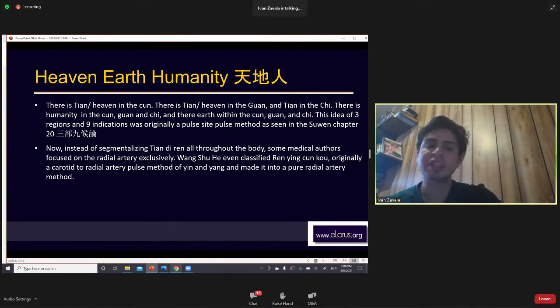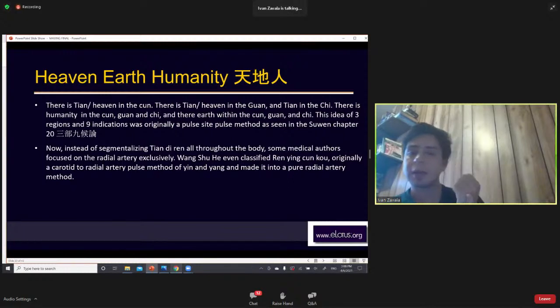This idea of 3 regions and 9 indications was originally a pulse site method as seen in Suwen chapter 20. What I mean by this, Tian, heaven, in the Chun, in the Guan, and Chi, is that there is heaven influence in each one. There's a humanity aspect in each one, and there's an earthly influence in each one, right?